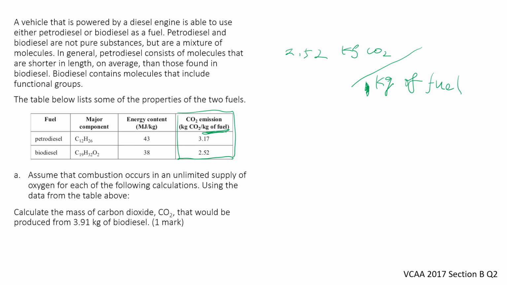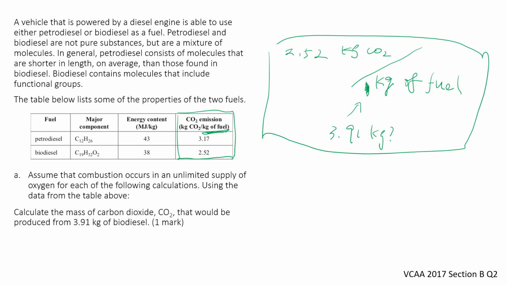Now, what's the mass of CO2 if I have burned not 1, but 3.91 kilograms? This is our thinking, right? So to write the answer, eventually, the mass of CO2 that will be produced is 3.91 multiplied by 2.52. The unit is way too long. I'm not going to write it here. I'm going to save it. So in the end, we will get our answer to be 9.81 kg. Okay, 9.8 kg.